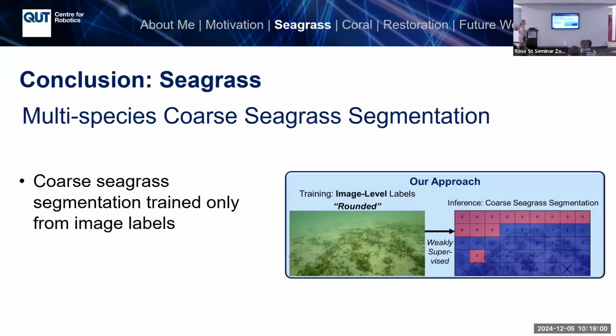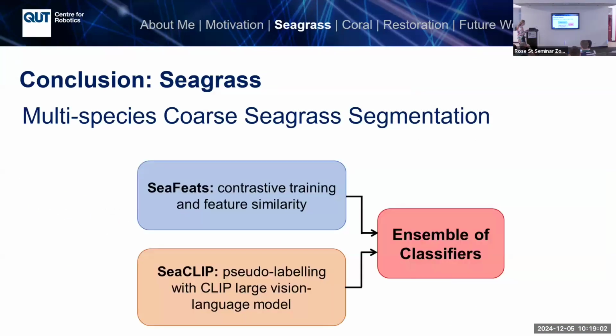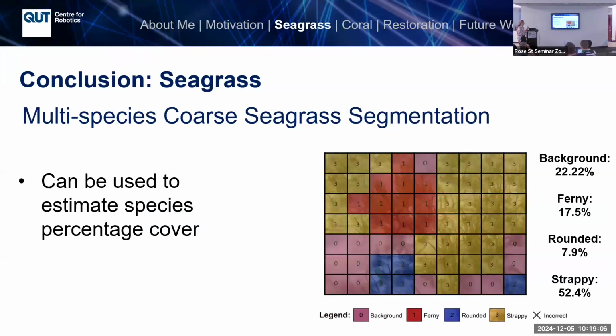Okay, so just to summarize, we've looked at this coarse seagrass segmentation task. We had the ensemble of classifiers, and what this allows us to do is come up with ideas of relative abundance of different species and what the composition of a seagrass meadow looks like.